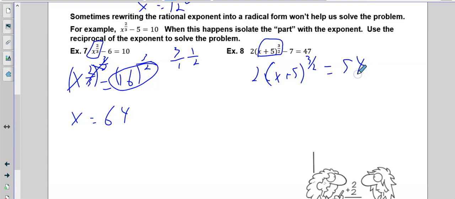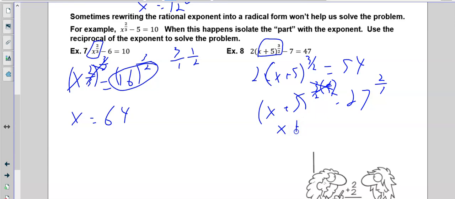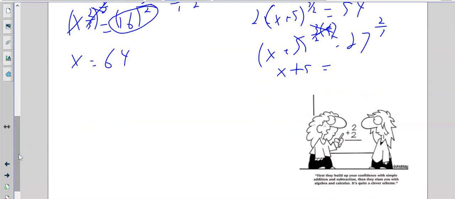54. Divide by 2, 27. If it's 3/2, the reciprocal is 2/3. 2/3. That all cancels, leaving me x plus 5, going to be an extra step here, equals, now again, you can put this in the calculator, but it's really easy. The cube root of 27 is 3, and then 3 squared is 9. And now we subtract 5 and get x equals 4.